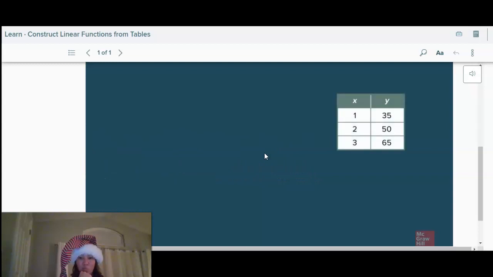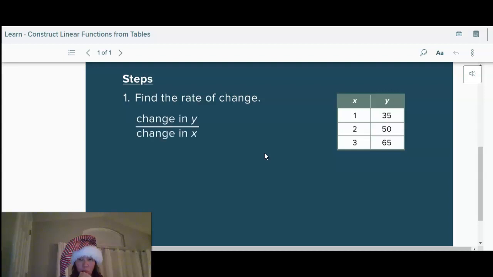To write the equation of a linear function from a table, start by finding the rate of change, or slope, of the line. The rate of change is equal to the change in y divided by the change in x. Choose any two sets of values from the table and use them to find the rate of change. Subtract to find the change in y values, and subtract to find the change in x values. Then simplify.